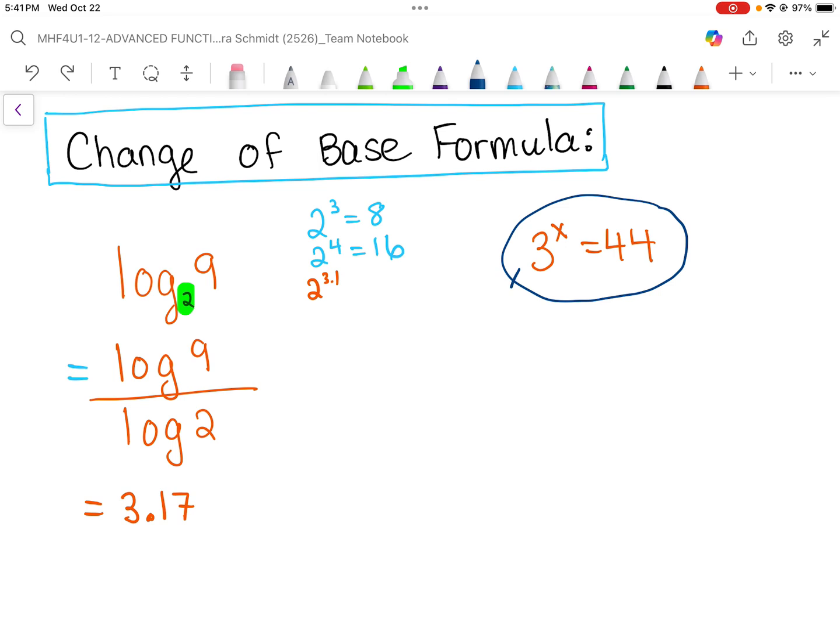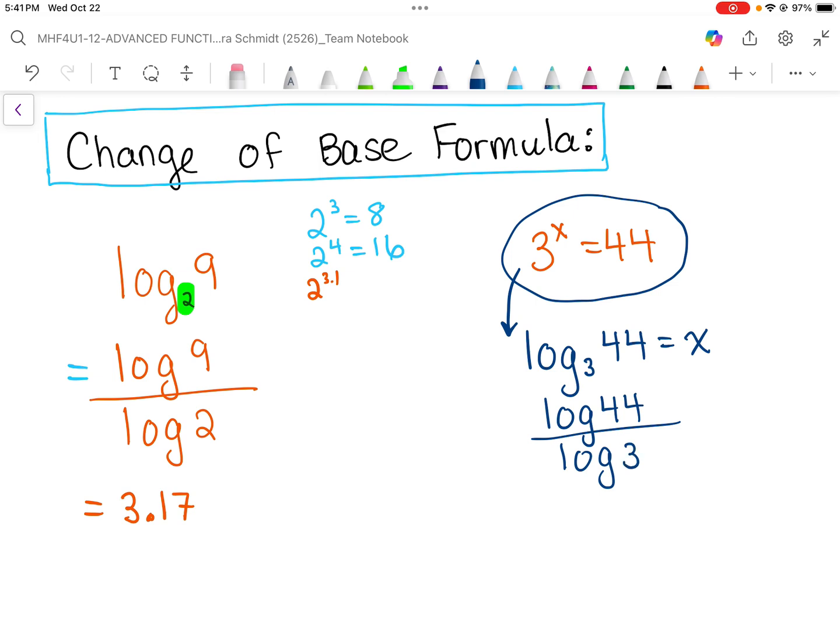So I'm going to swap this into log form. So I'm going to say log base 3 of 44 is equal to x. And then I'm going to use my change of base formula to solve. So now I'm going to say log 44 divided by log 3 is equal to x. And then I'm going to use my calculator. So log 44 divided by log 3, and I get 3.44.